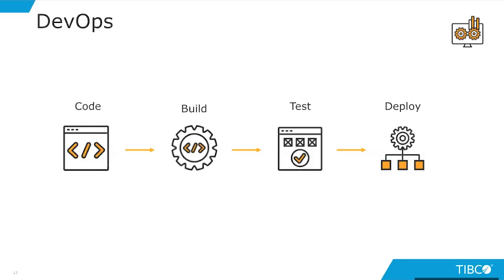Now, when you introduce something like microservice technology into this picture, you'll see why this really becomes a critical component of modern cloud-native architectures, and this ability to very quickly build, test, and then deploy to production.